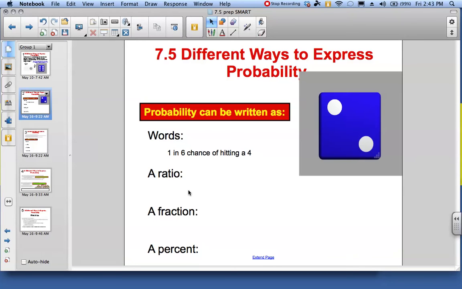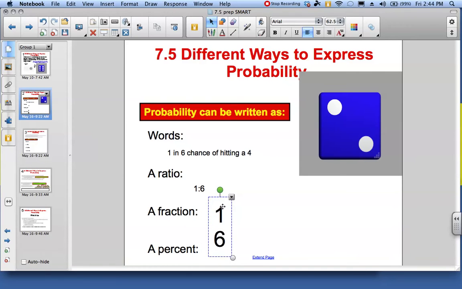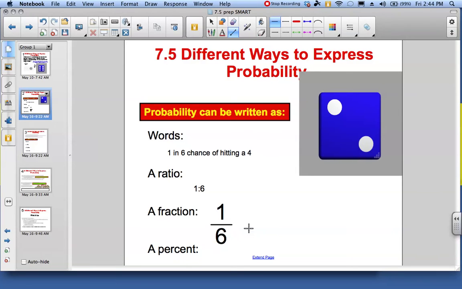What ratio would that be? Well, again, the ratio is written fairly close to the same. 1 to 6. I have a 1 to 6 chance of hitting a 4. What is the fraction? Again, 1 in 6. I have a 1 in 6 chance of hitting a 4. And what's my percentage for that? Well, we've done this in another unit, but you divide 1 by 6, and that gives you approximately a 17% chance of hitting a 4.